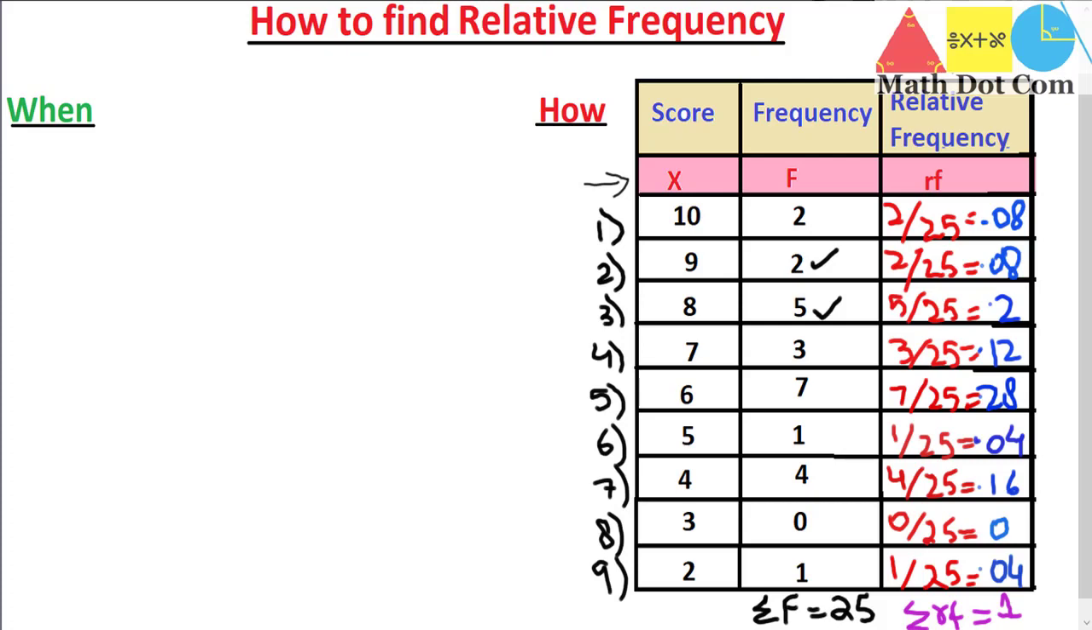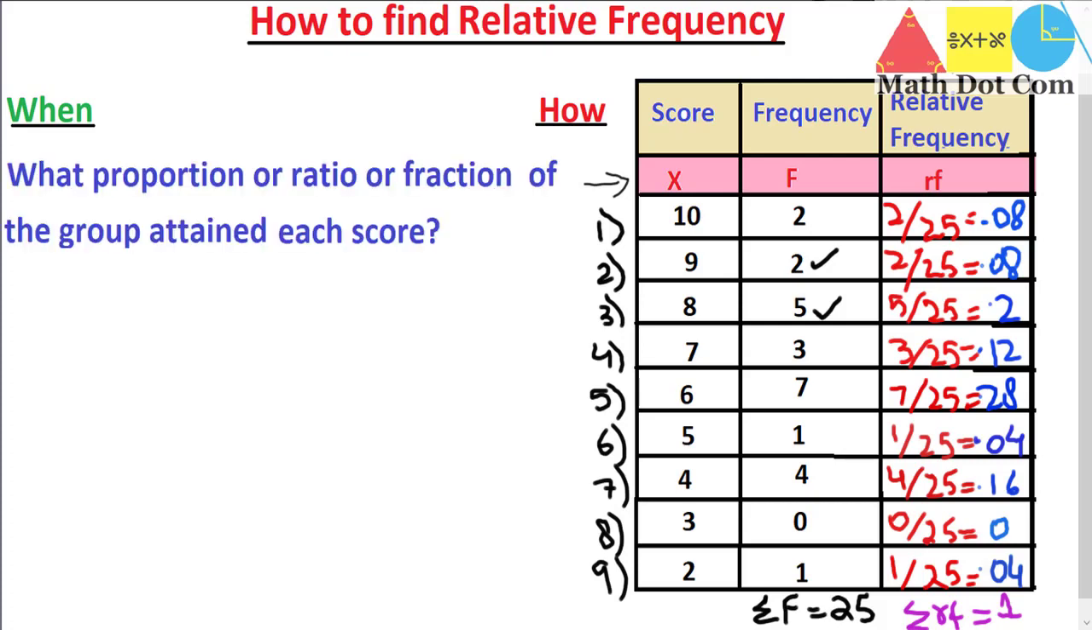Now, this is how we can calculate the relative frequency. But why do we need to calculate the relative frequency? As we saw in our previous lecture why we need to calculate the cumulative frequency, similarly, I am going to tell you why you need to calculate the relative frequency. It is to find what proportion or ratio or fraction of the group attained each score.